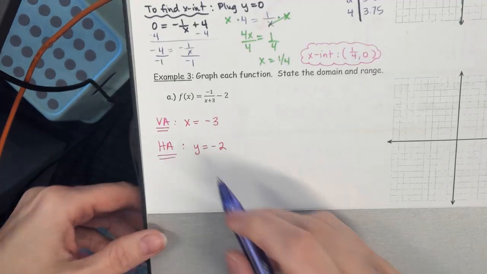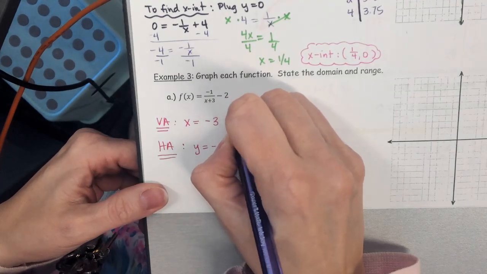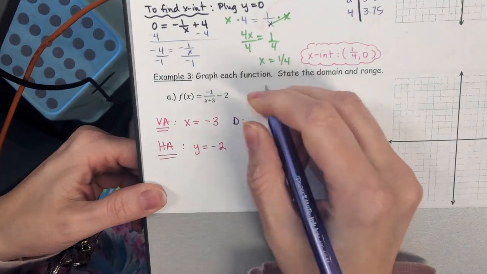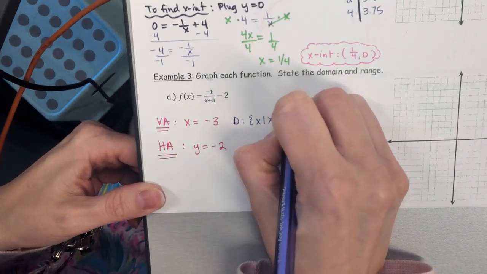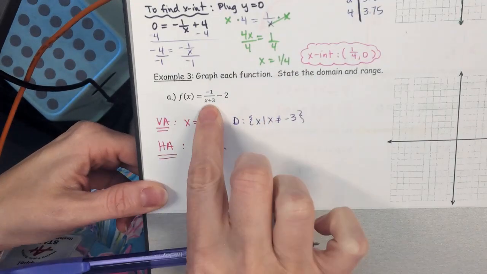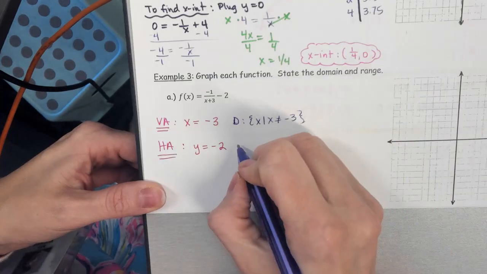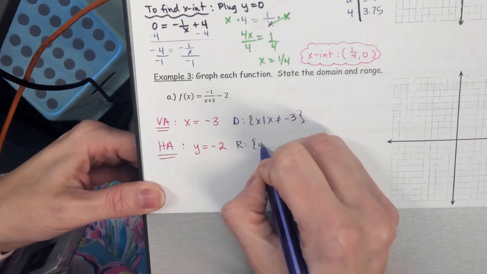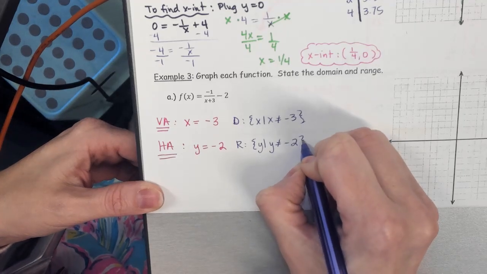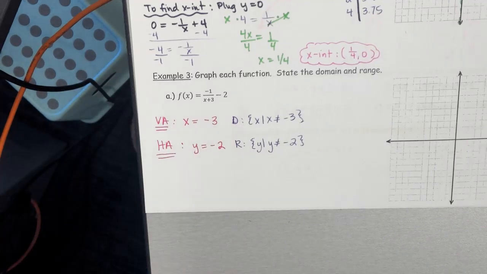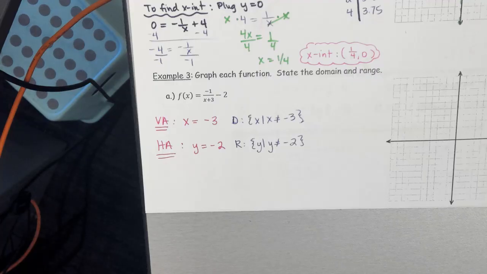And then once you find that, you can go ahead and do the domain and range really quick because your domain is always going to exclude the vertical asymptote because it's going to be whatever makes that denominator 0. And then your range is going to exclude the horizontal asymptote. So we are just going to put a slash through that equal sign. And then we are going to do our table.